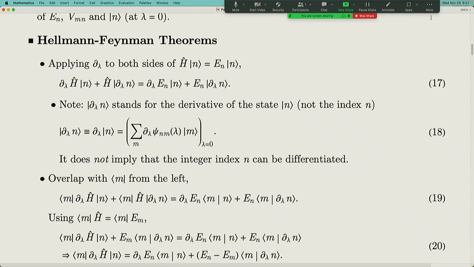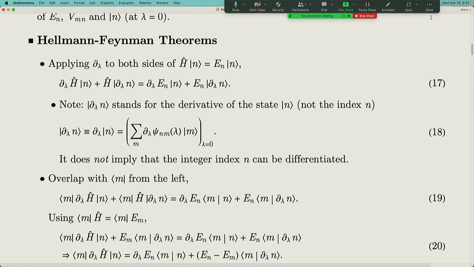The product rule says that if you take the derivative of the product of two functions, then that equals the derivative of the first function times the second one, plus the first function times the derivative of the second one. So if you apply the derivative, it goes like this. This is the derivative of the operator. This is the derivative of the vector. And that equals the derivative of the number times the vector, plus the number times the derivative of the vector. What is the derivative of the vector?